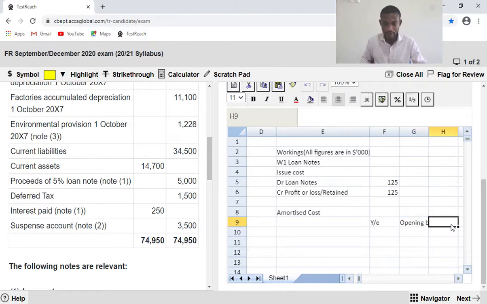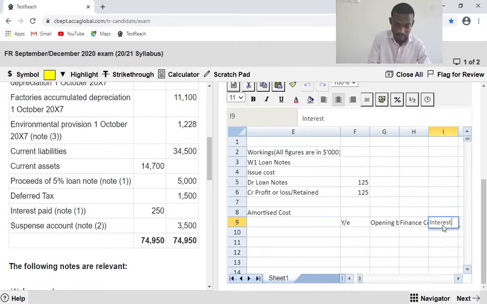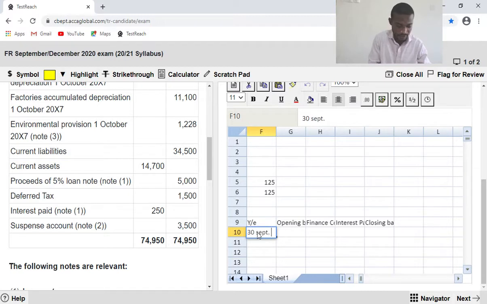The next one will be the finance cost, which is the effective interest. Just to build again, the next one would be the interest paid, which we are given. And just to build again, the last row or column will be the closing balance. Keep it simple. So the year end is 30th September. So just short it 20x8.